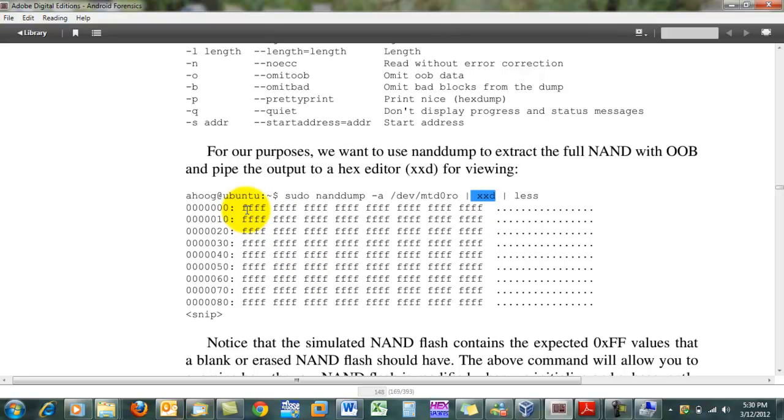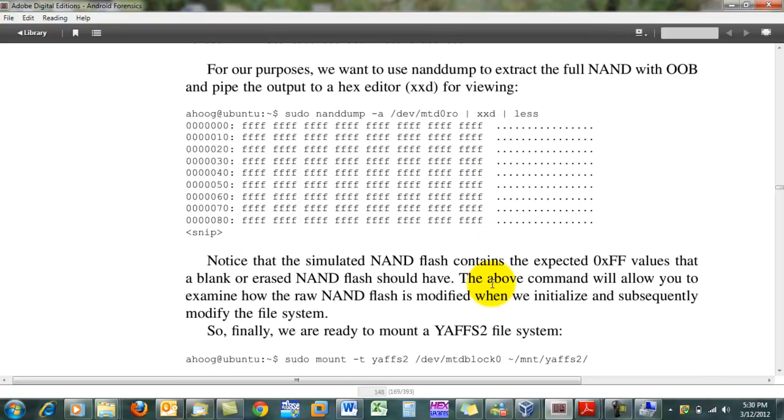If you look at all the data, it's all F's, standing for all 1s. That means it's totally erased. You still remember, if you erase a block, it will be overwritten with binary 1s, or 0xFF in hexadecimal.